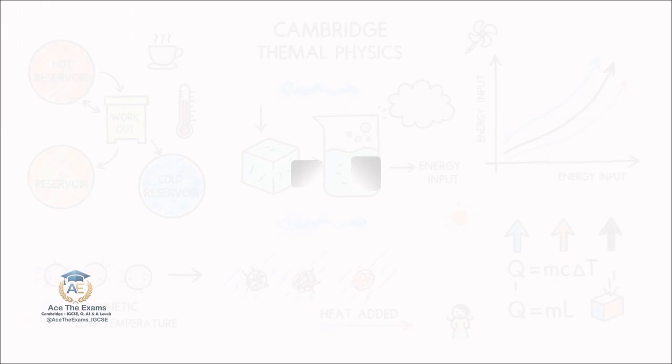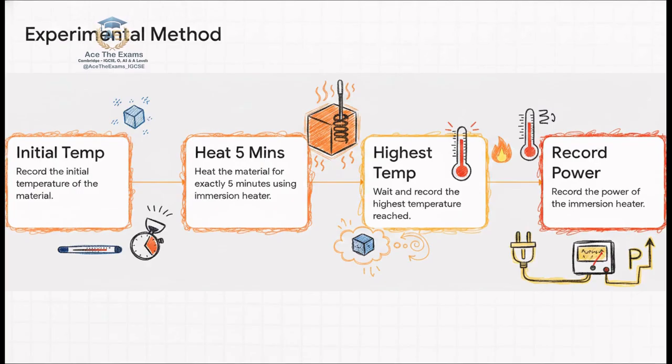Notice how we insert a 50-watt immersion heater fully into the central hole of the aluminum block? That is to maximize thermal contact and ensure every bit of that energy goes directly into the metal itself. By following these precise steps and strictly isolating our heating time to exactly 5 minutes, we can perfectly measure the energy transfer in both the liquid and the solid. First, we record the initial temperature, start the timer, and switch on the heater for exactly 5 minutes.